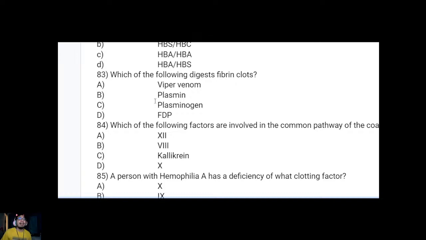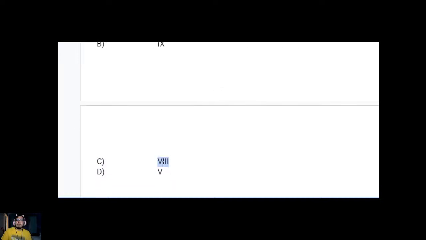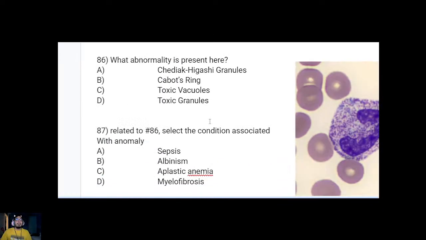Which of the following factors are involved in the common pathway? Factor 10 yan. Okay? Factor 10. Plasminogen. Sickle cell trait has the following alleles. Nasaan na tayo? Person with hemophilia A has a deficiency in factor 8. Okay? A lot of people were able to answer that one correctly, so I don't need to discuss that any further. 86 tayo. What abnormality do you see here?